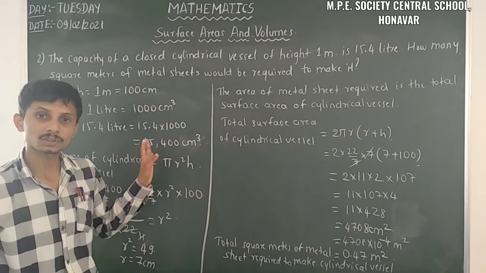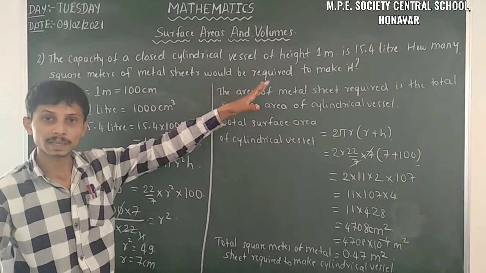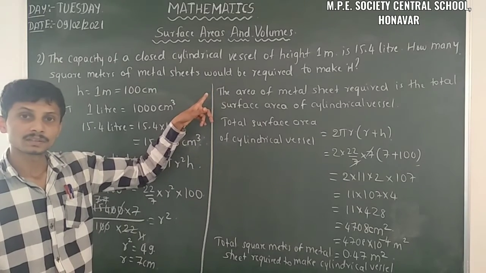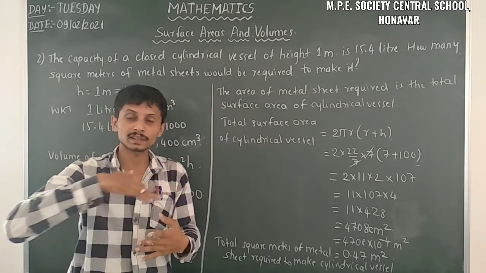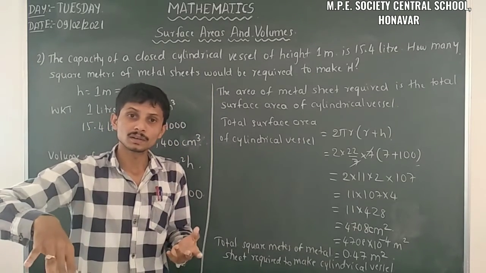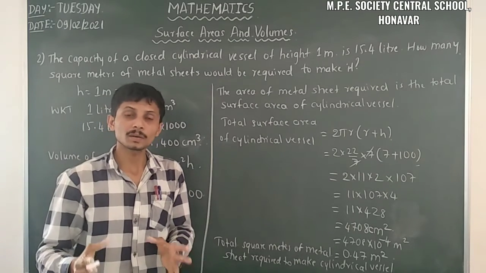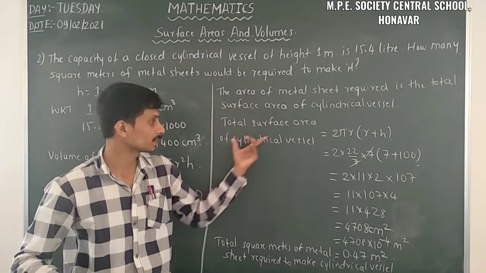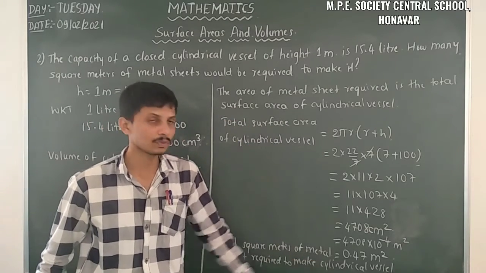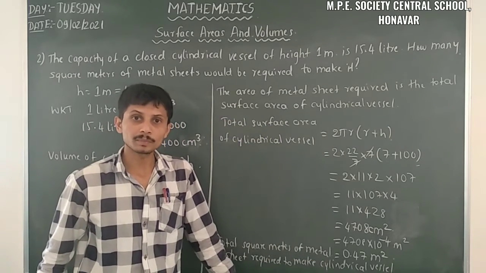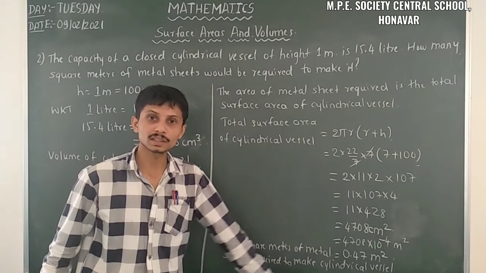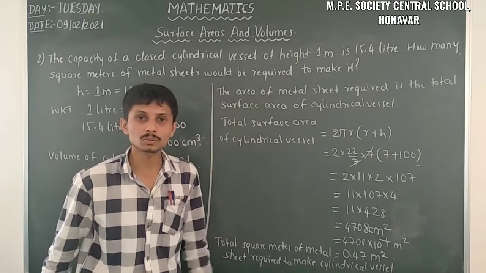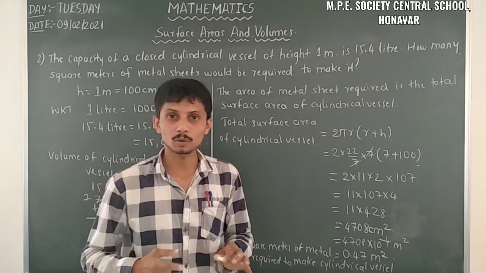So here just observe, firstly we have the height and the capacity. Using height and the capacity we can find out the radius. Then the metal sheet entirely covers the cylinder, so the cylinder is completely covered with the metal sheet. That's why we are taking the total surface area of the cylindrical vessel. So using the formula you find out the total square meters of metal sheet required to construct the cylindrical vessel. So I hope you understood this one.